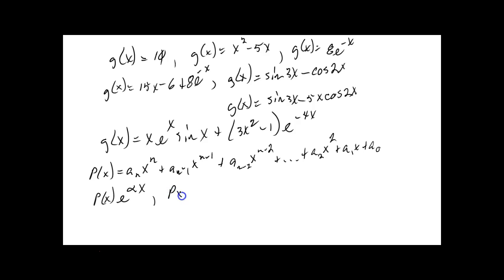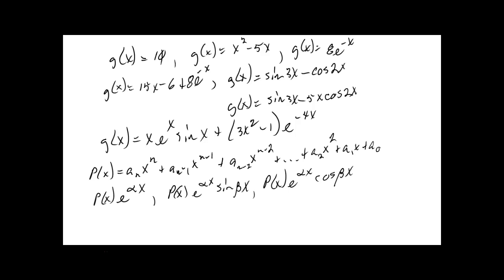Any polynomial function p of x times e to the alpha x sine beta x. Okay, that works. Any polynomial function p of x multiplied by e to the alpha x cosine beta x. Any of those forms will be perfectly fine.